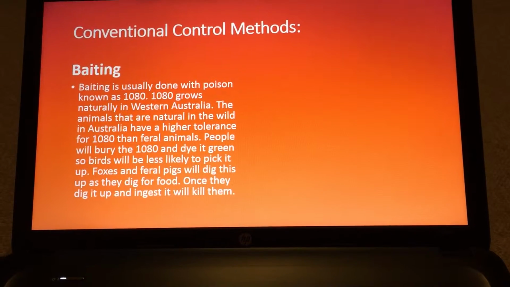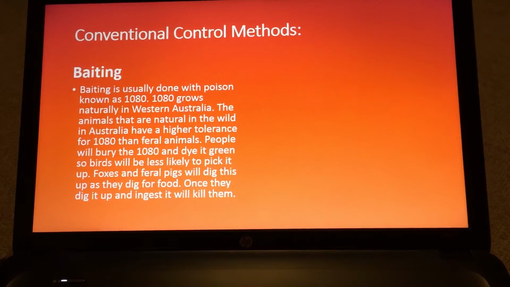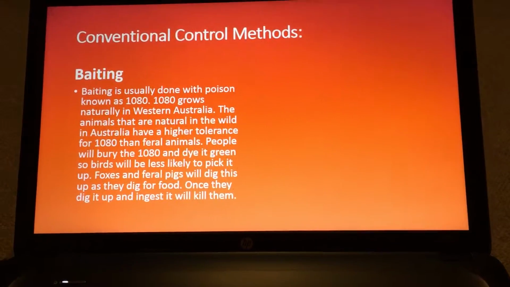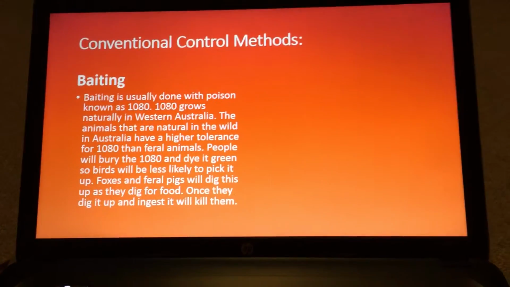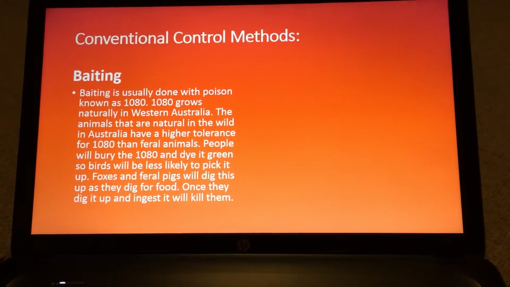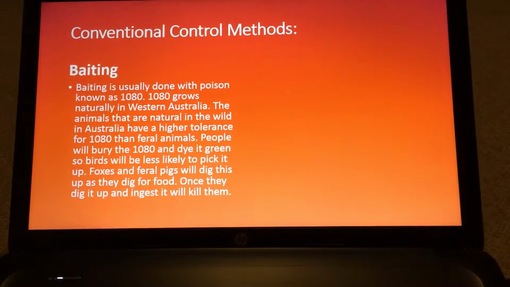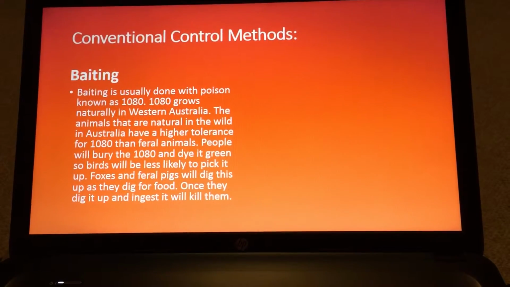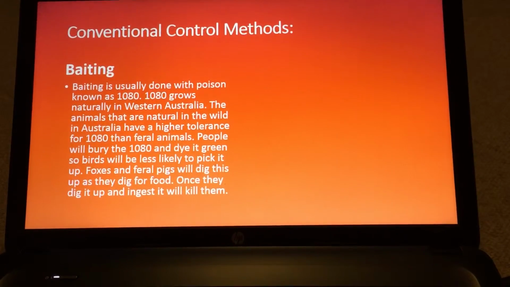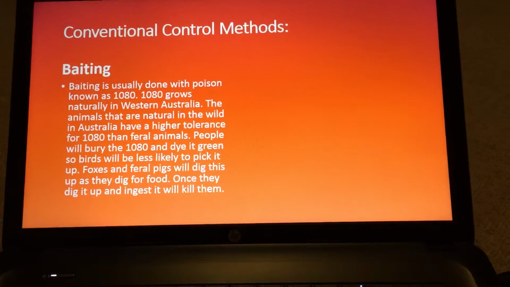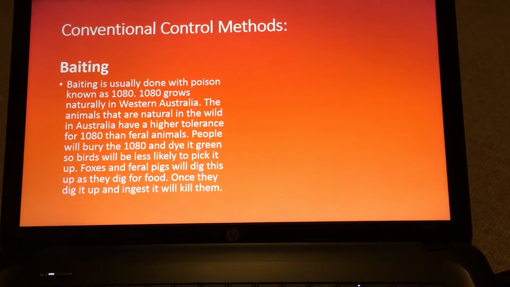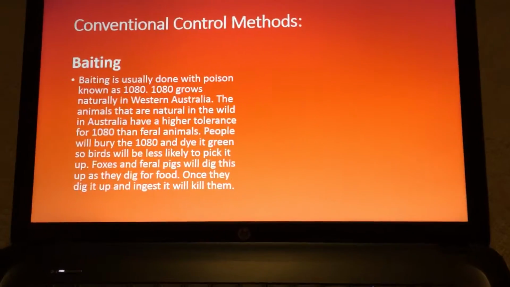For certain animals, people will bury the 1080 and dye it green. When they dye it green, the birds are less likely to pick it up. So the native birds are not going to swoop down and pick this up to eat it. That way the feral animals will get there first. Foxes and pigs usually dig for their food. So people, again, will bury the 1080, and then the animals will come along, dig that 1080 up, and eat it. And once they dig it up and ingest it, it kills them.